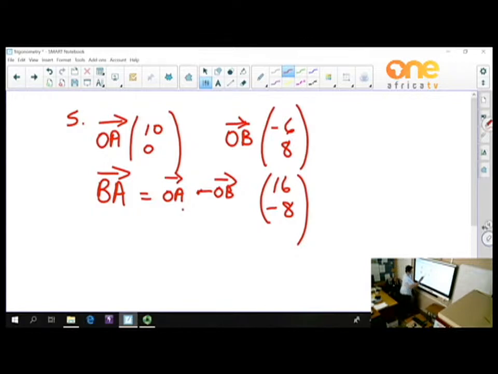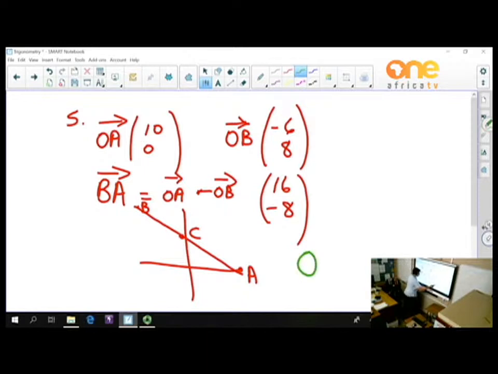Then they say, find the position of C, the midpoint of BA, and they also say, draw the picture. So if we draw a picture here, this one is (10, 0), so that's probably A, and OB is then (-6, 8), so this is B. And they say C is the midpoint here. Now, I have to find the position vector of C. So eventually, I want to find OC, because that's the position vector from the origin.